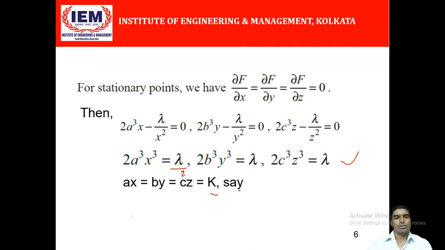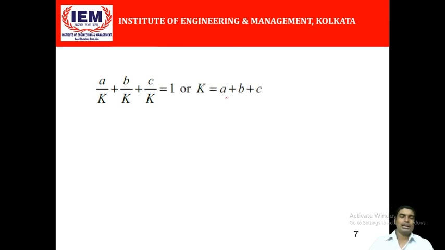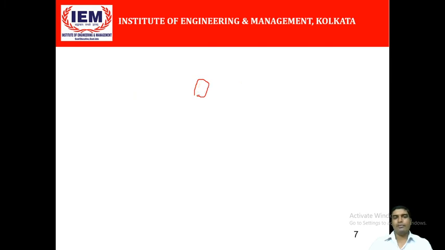Now from that equation I can find x equals k by a, y equals k by b, and z equals k by c. Now I plug these x, y, z values into the given relation, 1 by x plus 1 by y plus 1 by z equals 1, and from this I can get the k value. So this is the approach; by using it I can find the unknown k. Now I plug this k into the previous equation.